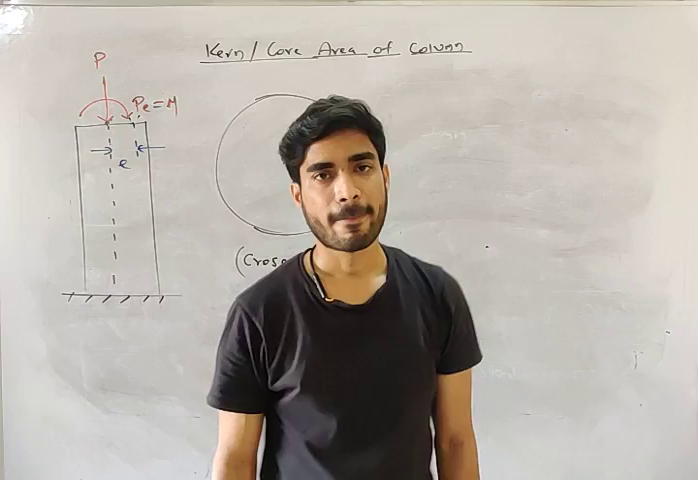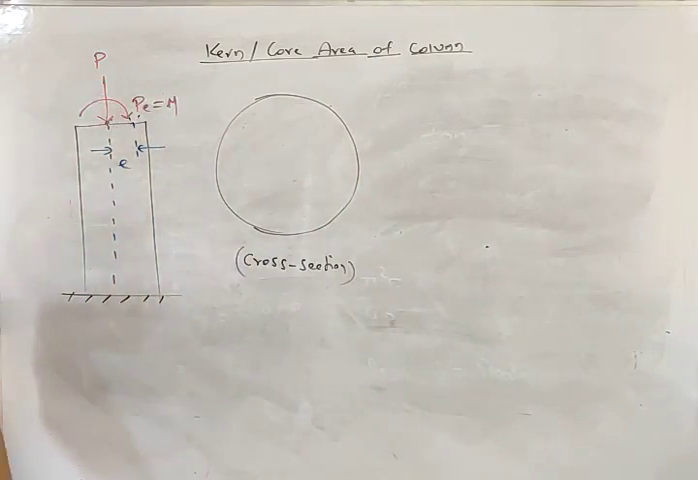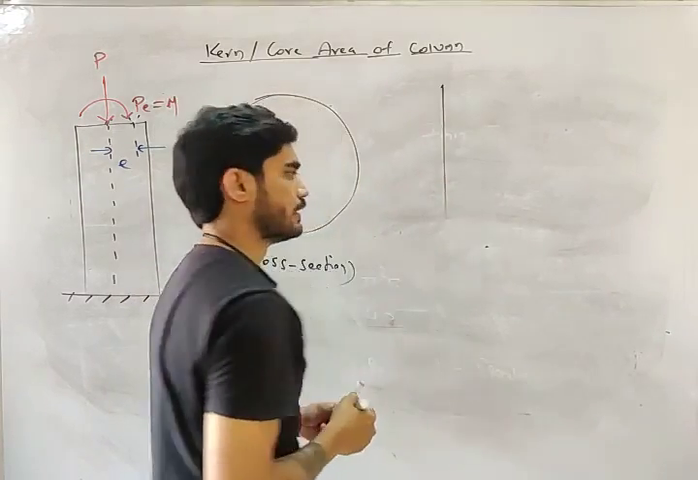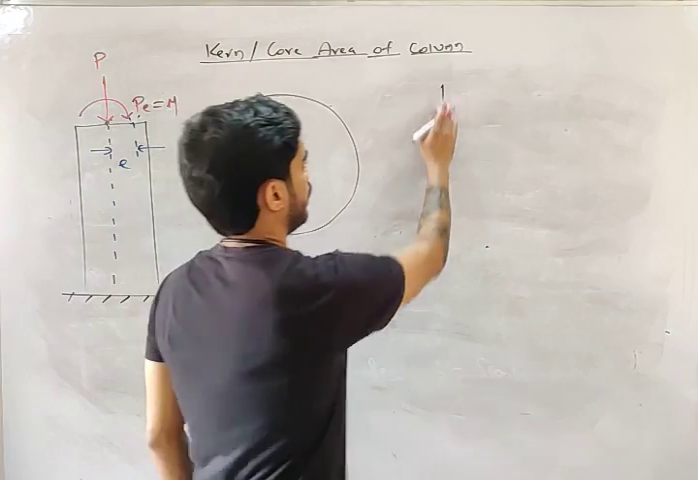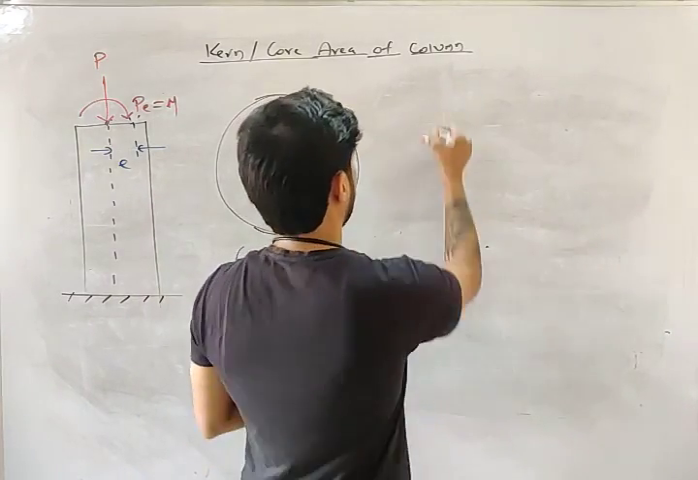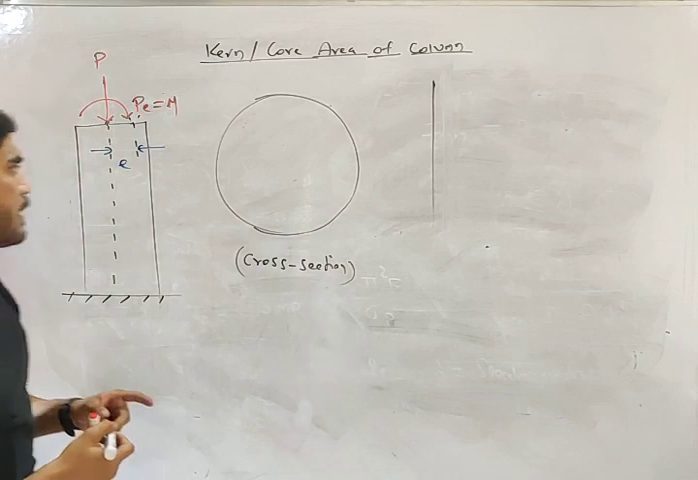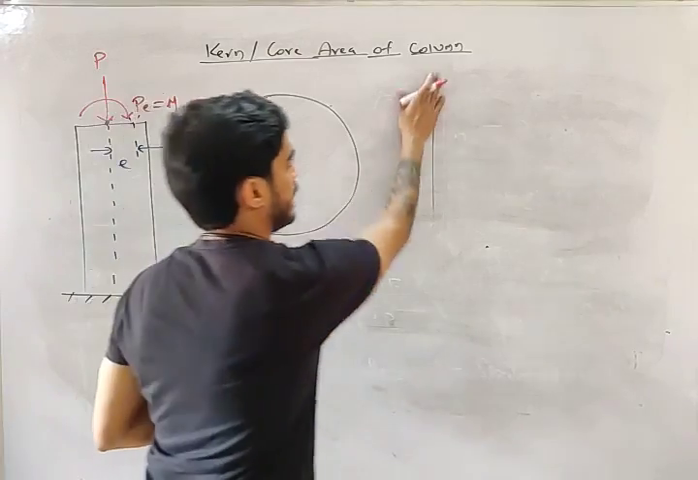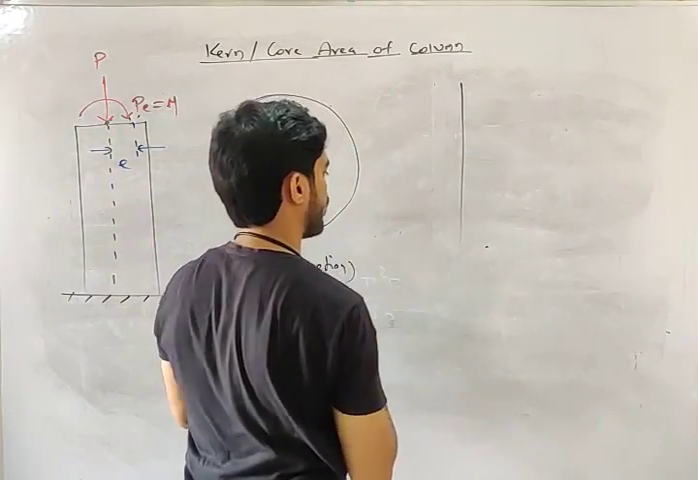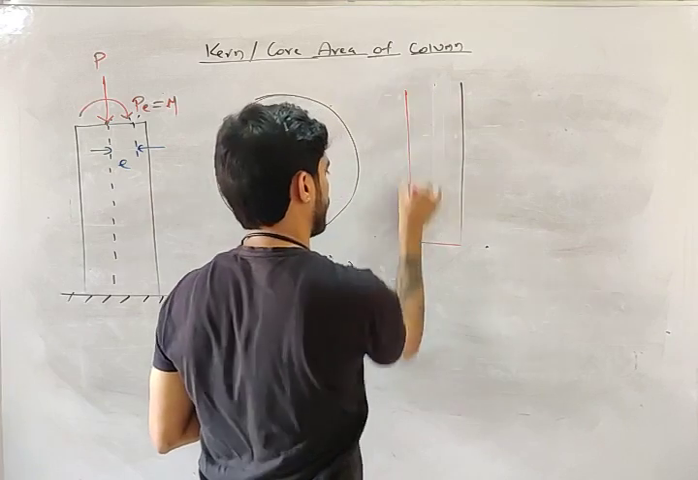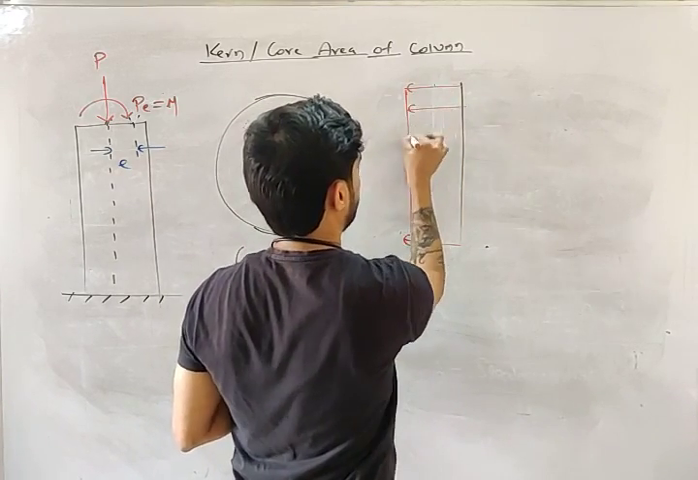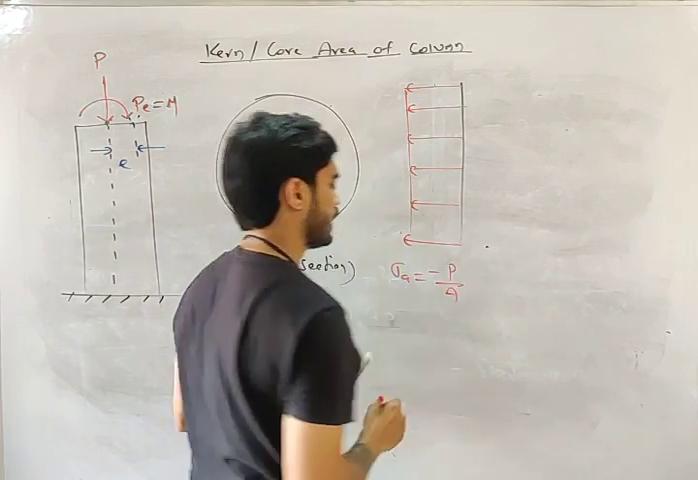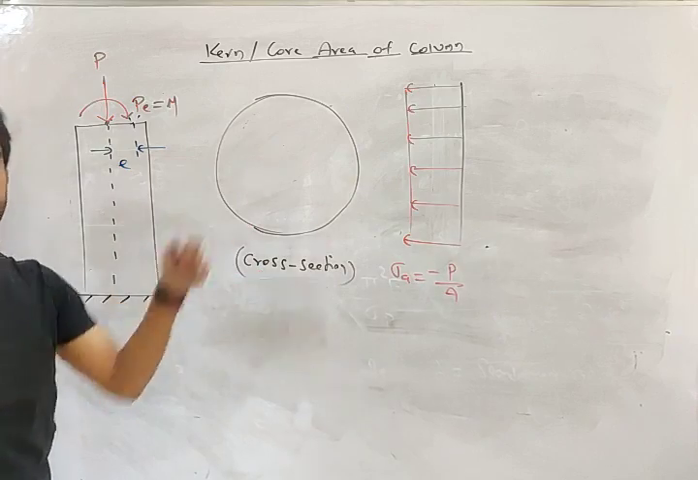In the cross section of the column, there will be two stresses. There will be a compressive stress due to this axial load, the axial compressive stress. What will be the value of the axial compressive stress? Sigma equals minus P by A. It will be compressive from top to bottom.